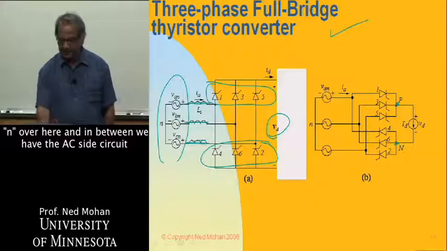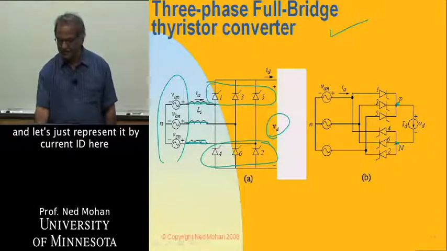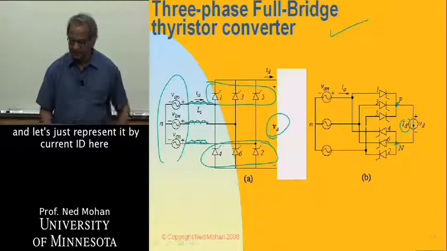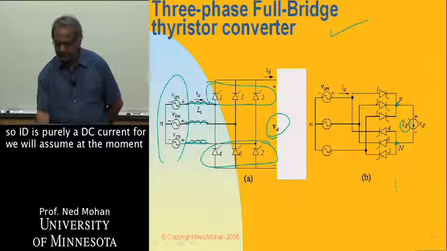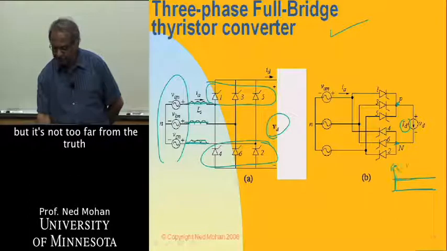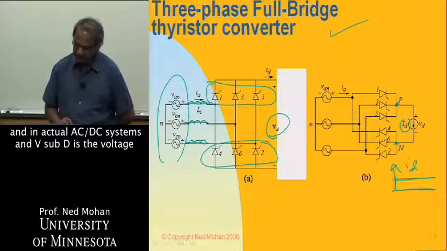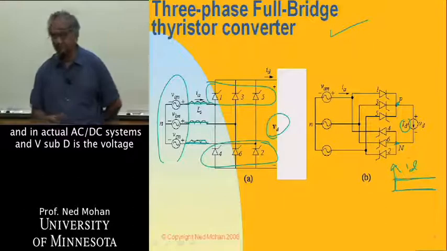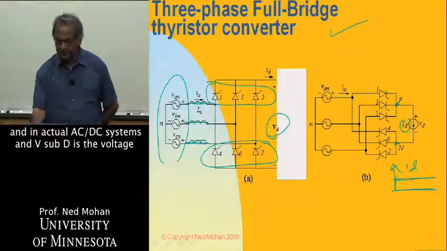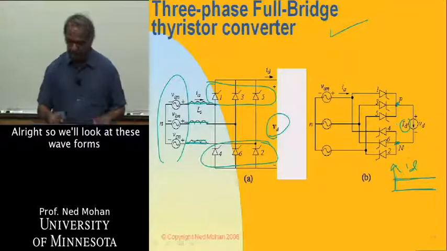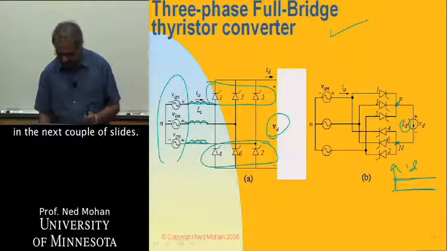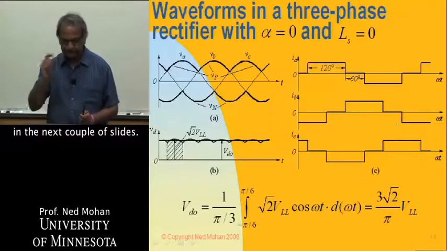And in between, we have the AC side circuit, and let's just represent it by current I_D here, and let's assume it to be constant for now. So I_D is purely a DC current, we'll assume at the moment, but it's not too far from the truth in actual HVDC systems. And V_D is the voltage between point P and point N shown here. All right, so we'll look at these waveforms in the next couple of slides.